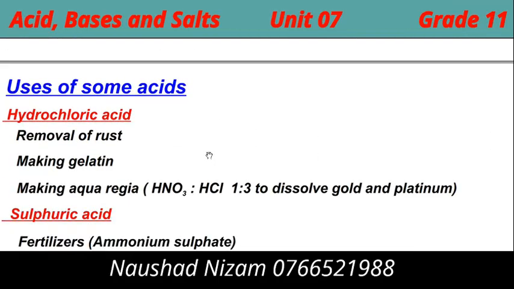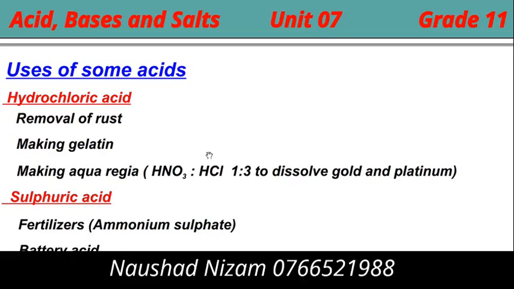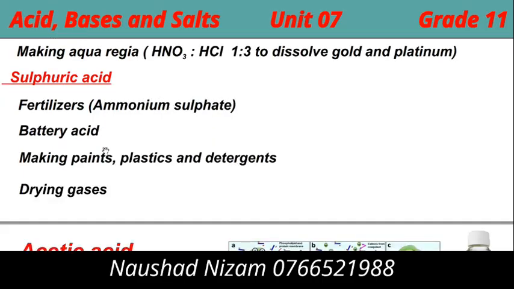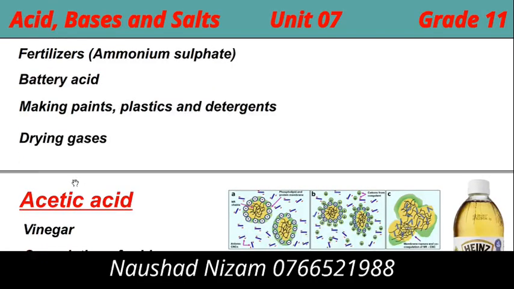So, certain uses of some acids. Hydrochloric acid is important to make gelatin, and also it is used to remove rust and also to make aqua regia. Sulfuric acid is also known as battery acid, which is used in fertilizers and making paints, plastics, and detergents. They are used to dry gas. It's a very important point here.